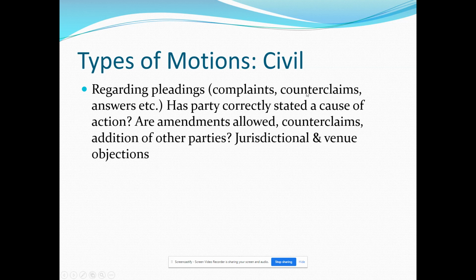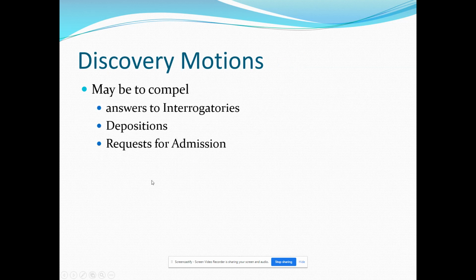So in civil, we have motions on the pleadings, things like motions to dismiss: have they correctly stated a cause of action? Maybe they're moving to amend their complaint, moving to overturn a default judgment. Maybe they're trying to bring in additional parties. All sorts of stuff regarding the pleadings.